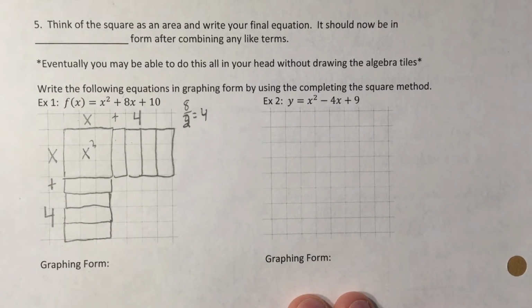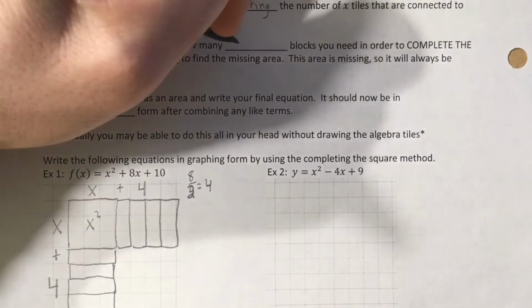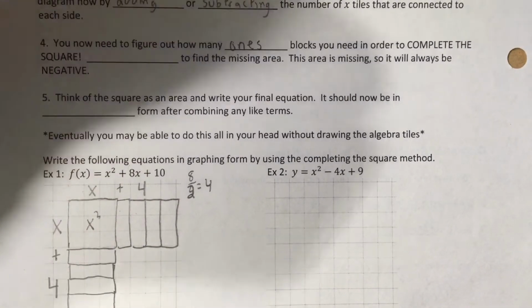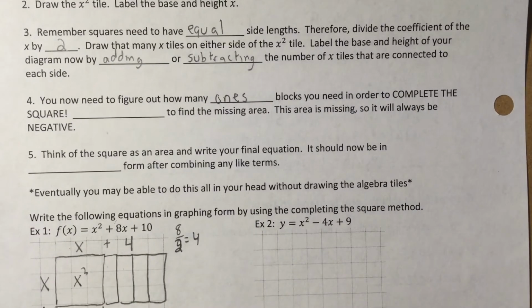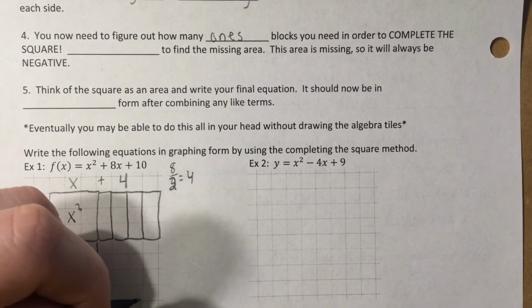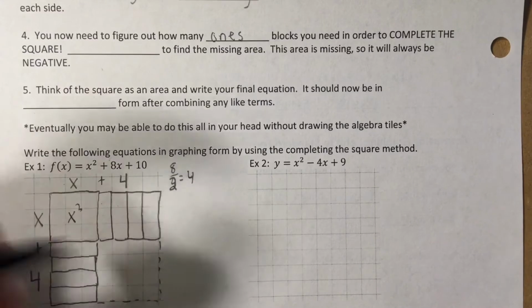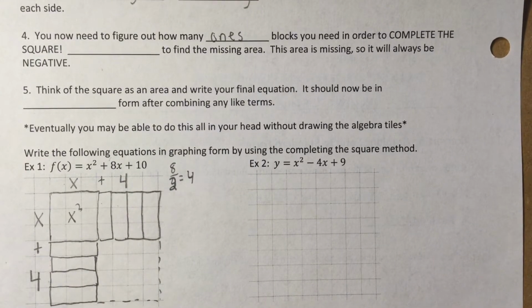All right, so here is the magic moment. You need to figure out how many ones blocks, these little tiny 1 blocks, you need in order to complete this square here. So that's why it's called completing the square, because we notice here, boom, boom, boom, kind of draw this. We need to figure out how many of these 1 blocks fit in here to make it a square, or to complete it into a square.